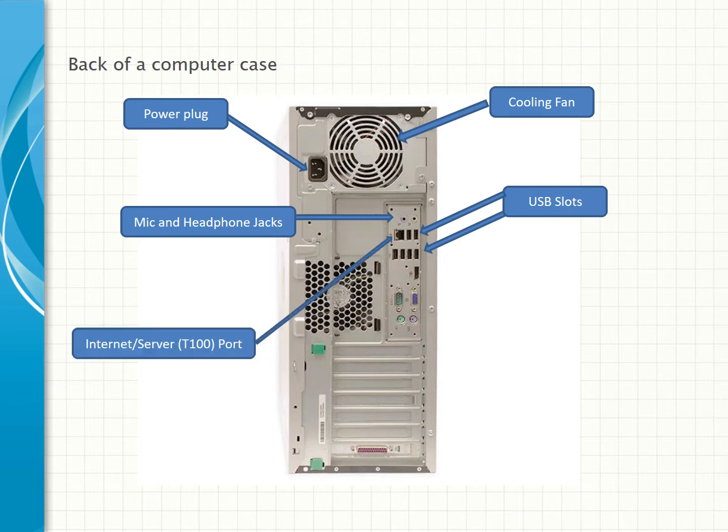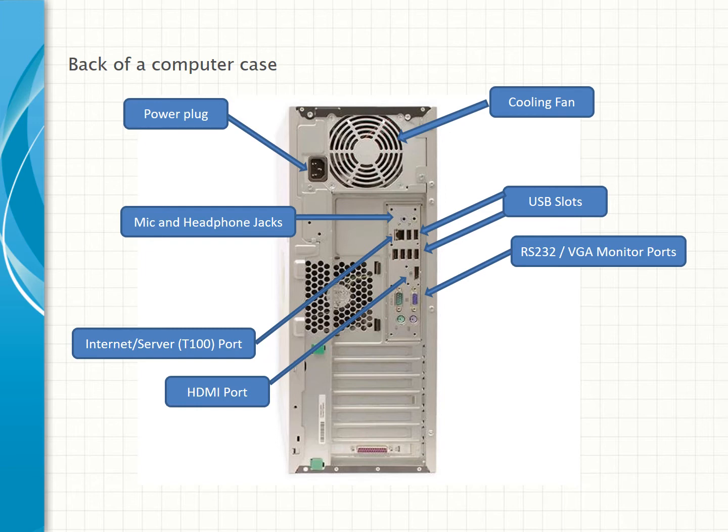Internet Server T100 port. This is used for connecting to the internet or connecting to a server. HDMI port. This is for connecting a digital display. RS-232 VGA monitor ports for connecting analog displays.